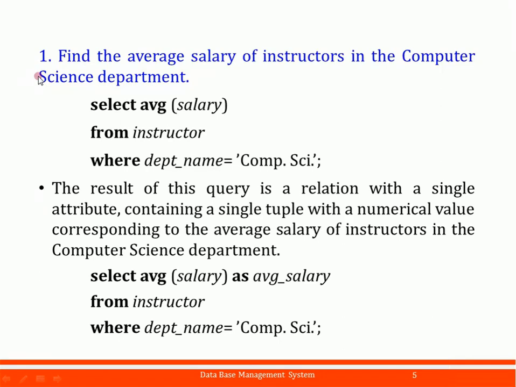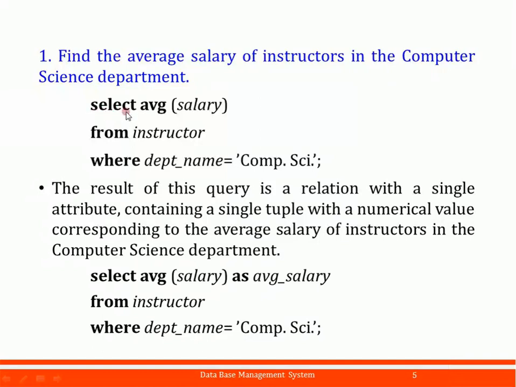You are given a task to find the average salary of the instructors in the computer science department. So the input for this query will be instructors, that is a relation or a table, and there will be a department called computer science. So you have to identify those instructors who are in the computer science department alone and find the average salary of those instructors. So here is the query.